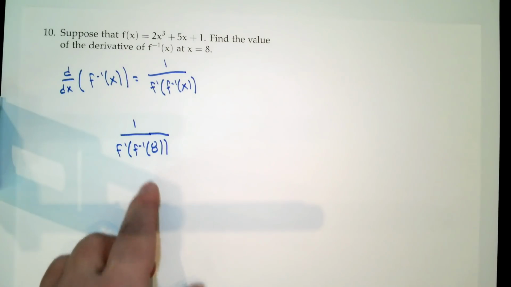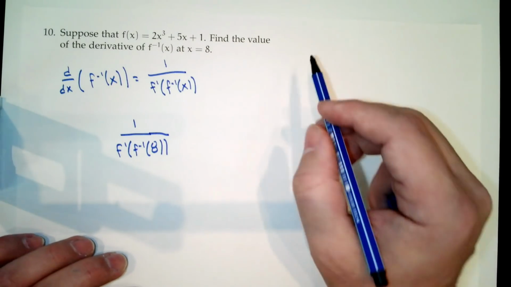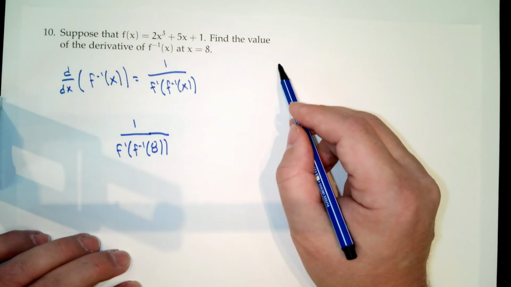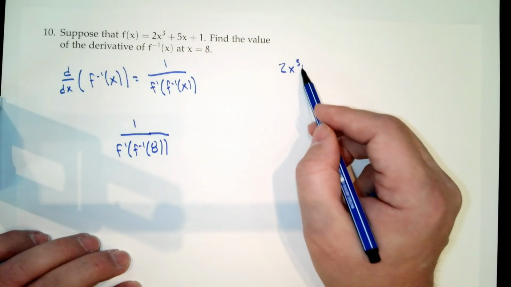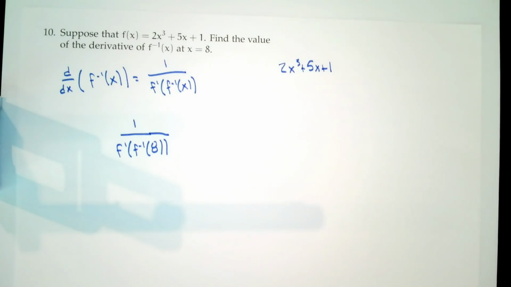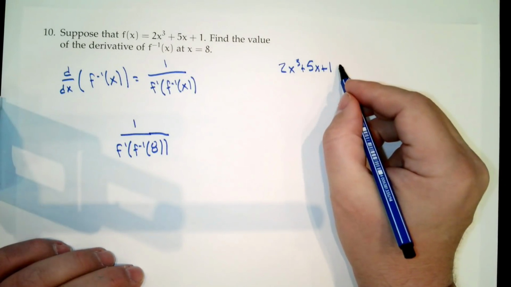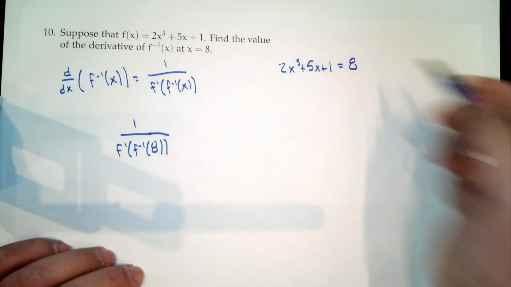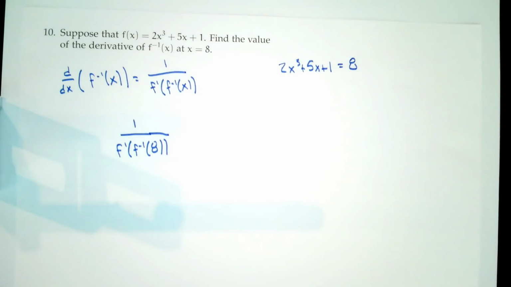F inverse of 8. So let's see what that would be. So I have this function, 2x cubed plus 5x plus 1. When I'm talking about f inverse of 8, I'm not saying plug 8 into the function. What I'm saying is I want to get 8 out of the function. So which value of x, when I choose x to be a certain value, gives me 8?